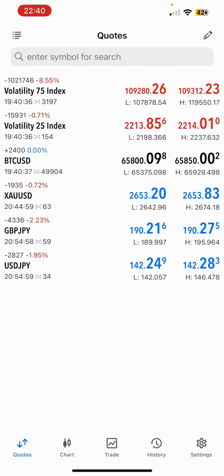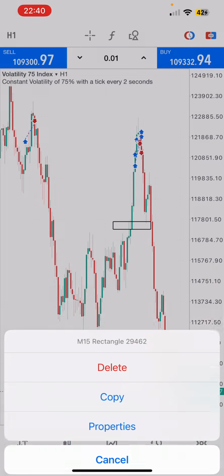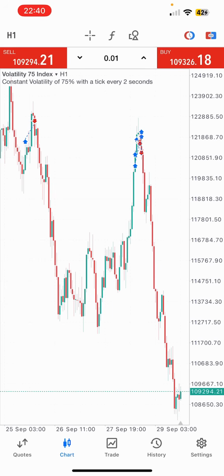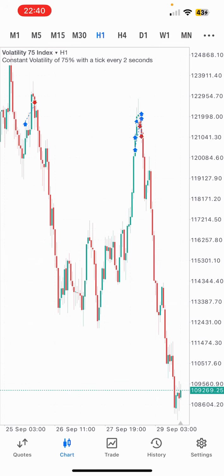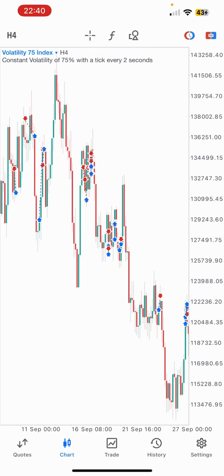As you can see here, we have the V75 and V25, which are synthetic indices. We have BTC, which is a crypto, Zaro, which is like Meta, and GBP/JPY and USD/JPY, which are currencies. I'll just delete all this stuff. I'm going to show you first how to set this up. The process is very easy. I'll just use volatility V75 for this setup. You can use any asset class of your choice, whether it's crypto, forex, or indices.